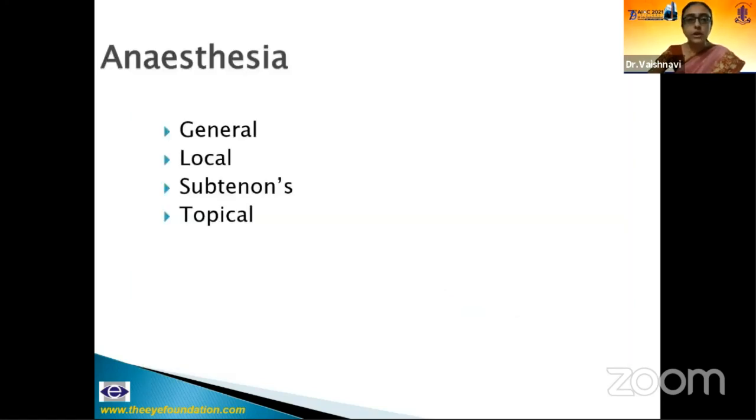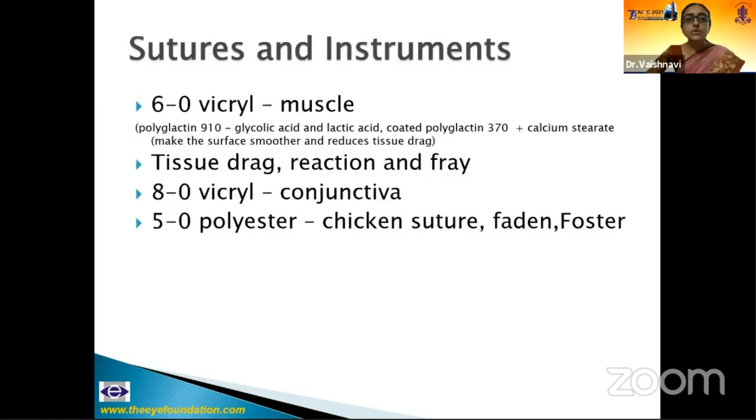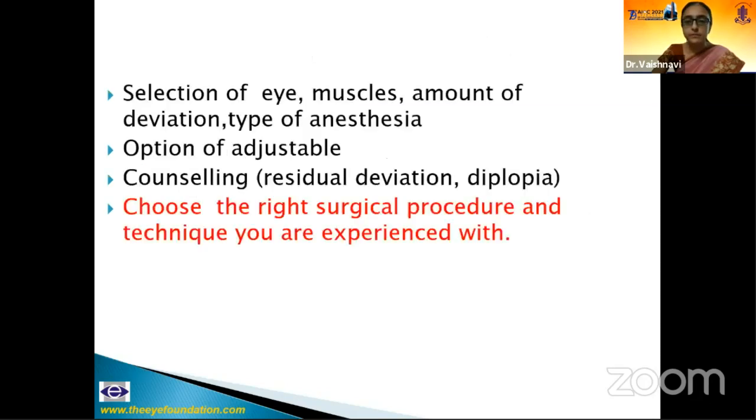So coming to the anesthesia involved, we can give a general anesthesia, local, subtenons, or a topical. So the sutures which are commonly used for muscle, we use 6-0 Vicryl, and this is an exam question. So Vicryl, why? It is a polyglactin which is made up of glycolic acid, lactic acid, which has a coated polyglactin 370 with calcium stearate, which makes the surface smoother and reduces the tissue drag. Conjunctiva is usually closed with 8-0 Vicryl, and 5-0 polyester is used for chicken suture, Faden, and Foster.